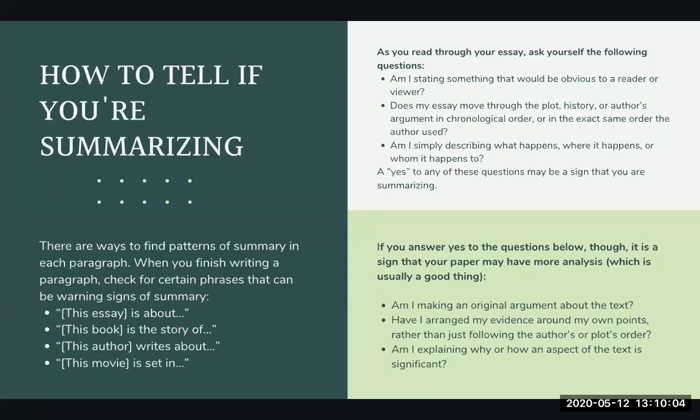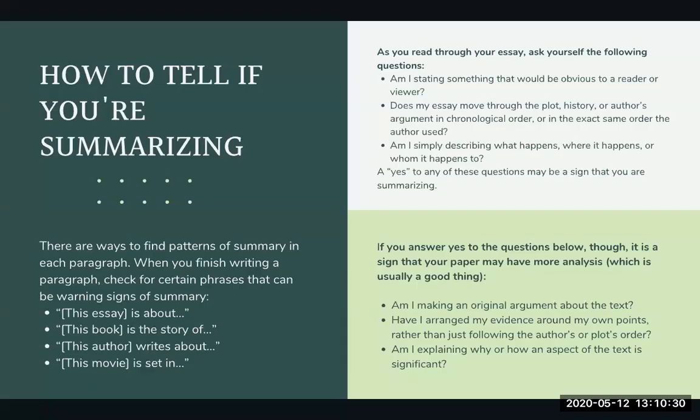Have I arranged my evidence around my points rather than just following the author's or the plot's order? Again, the way that you order your essay should be best suited for your thesis, not to relay how the author created their article. Am I explaining why or how an aspect of the text is significant?